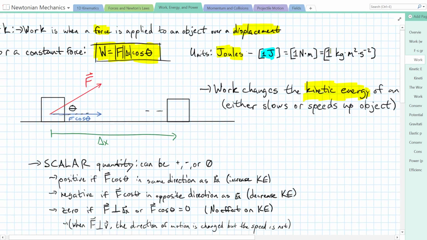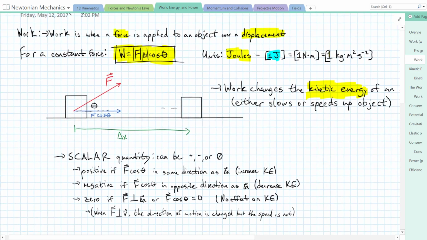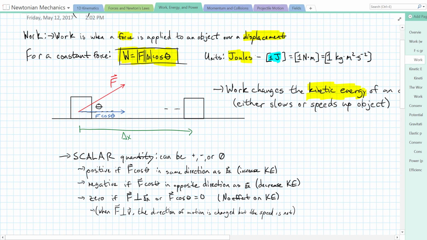Work is a scalar quantity, which means it has no direction. It's just a number, but it can be positive, it can be negative, or it can be zero. It's positive if you're increasing the kinetic energy of the object, which means your force is in the same direction as the motion. Work is negative if your force is in the opposite direction of the motion. You're decreasing the kinetic energy of an object.